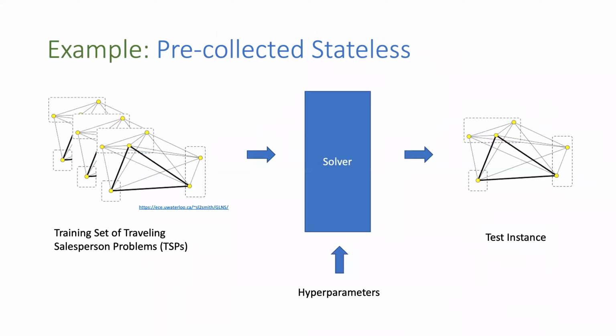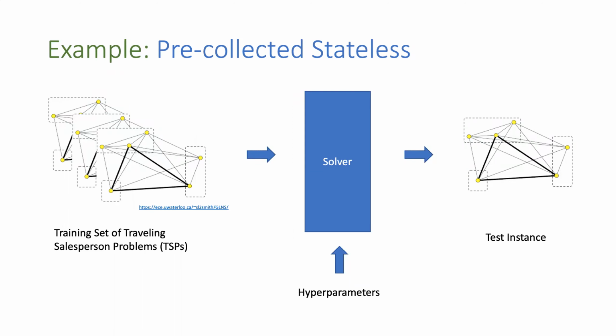Okay, third example, pre-collected stateless. The first one was pre-collected stateful. The second one was on-the-fly stateless. And this third one is pre-collected stateless. Imagine that we have a training set of TSPs, traveling salesperson problems, or something related. A variant of the traveling salesperson problem is something that a company like Amazon, UPS or FedEx has to solve in order to do deliveries in an efficient way.